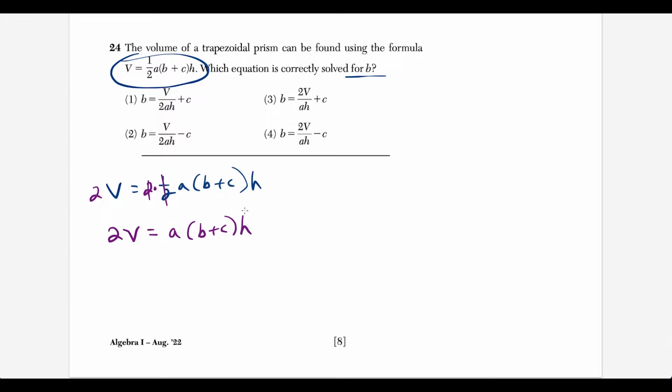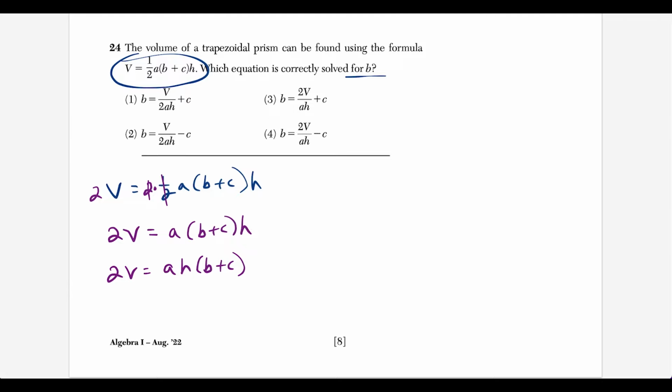And now what I could do is I'm going to write this h next to the a. I'm going to rearrange this as 2v equals a times h times b plus c. And this I could do because multiplication is commutative. I have this times this times this, so I could choose to multiply a and h first.